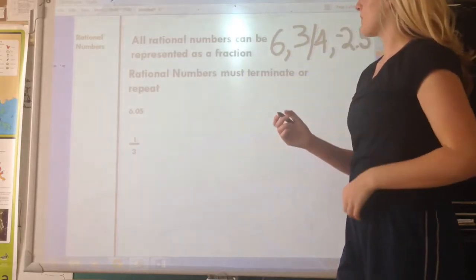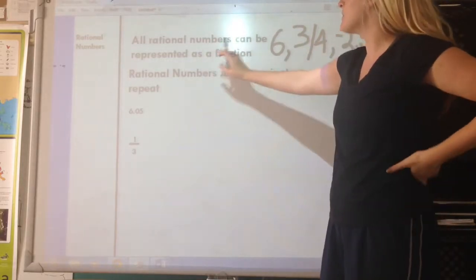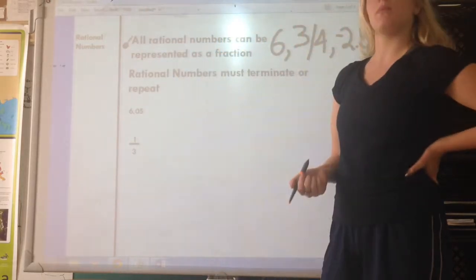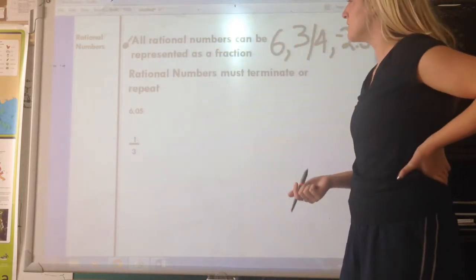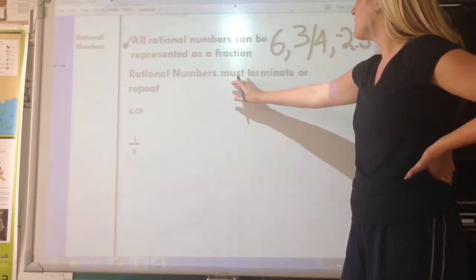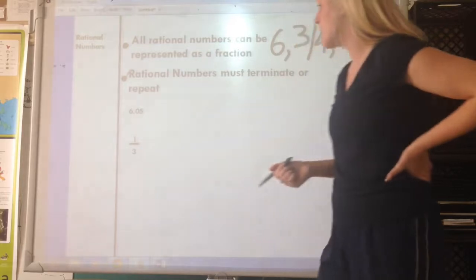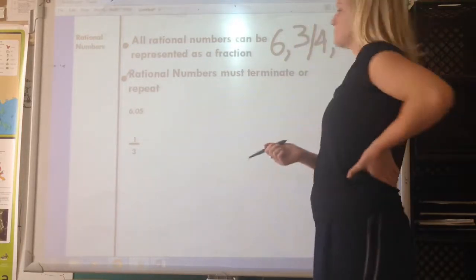So let's go ahead and start with rational numbers. All rational numbers can be represented as a fraction. I want you to write that bullet point down on your notes page. Pause the video if you need to. Rational numbers must also terminate or repeat, and terminate is just a fancy word for stop.